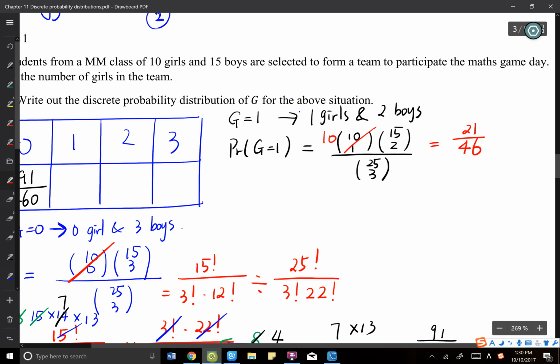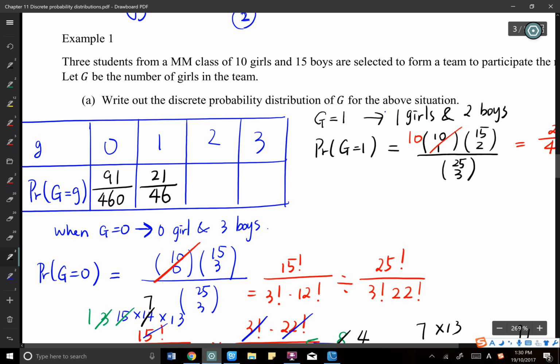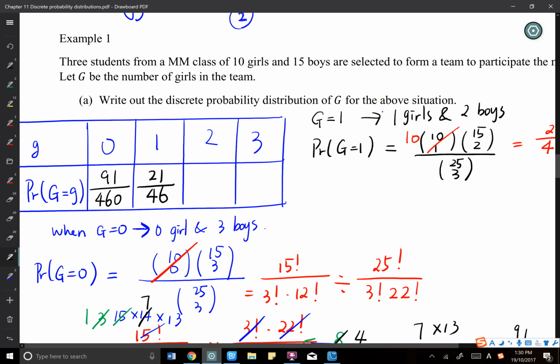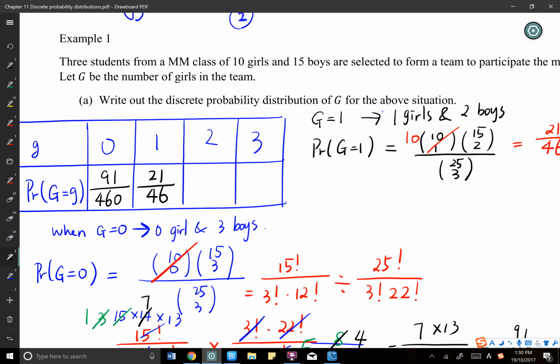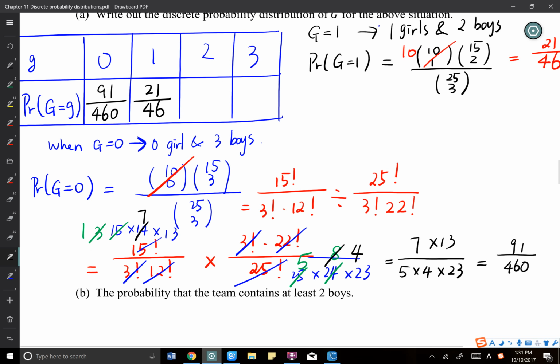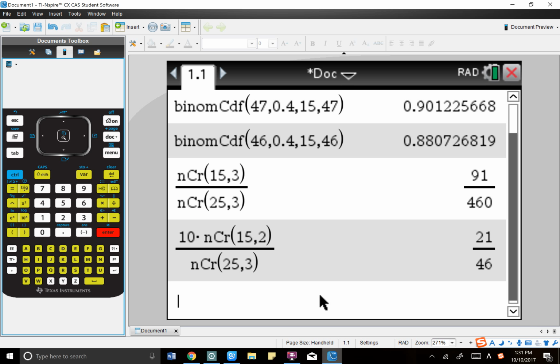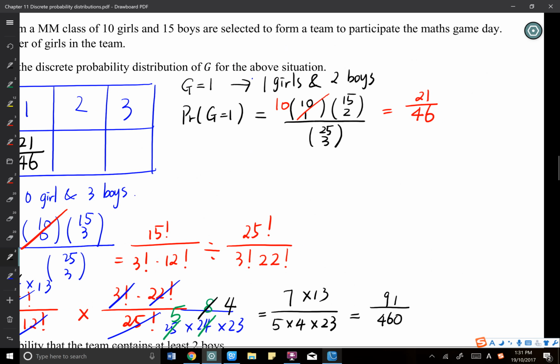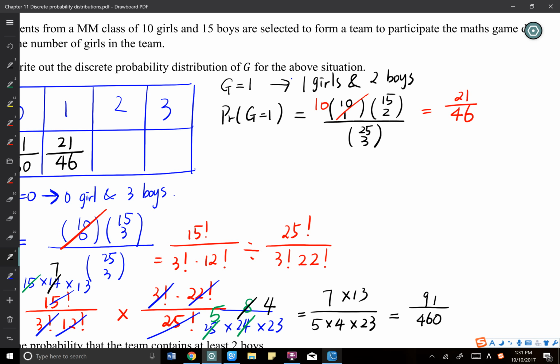So this is the probability, 21 over 46. That's the probability of getting one girl in this team. I'll give you 2 minutes, 1 minute for each, to calculate the other two, following exactly the same method. Calculator? Okay, I'll give you 2 minutes.